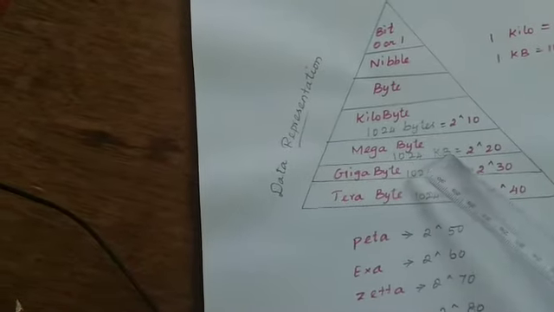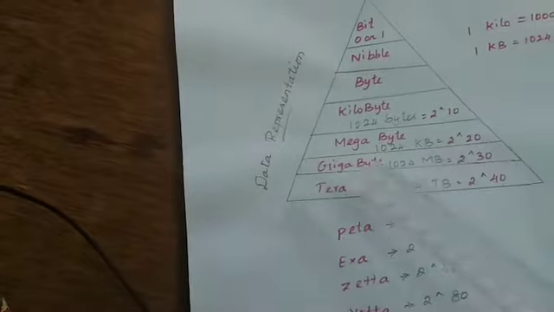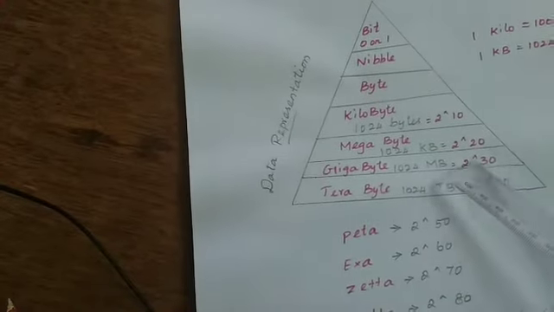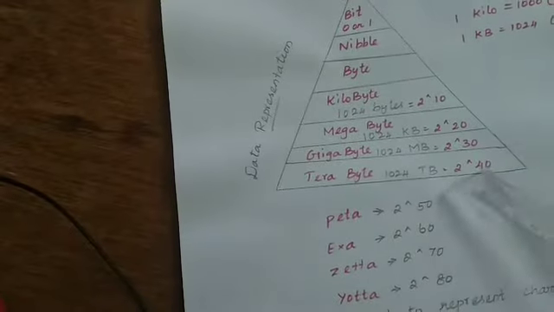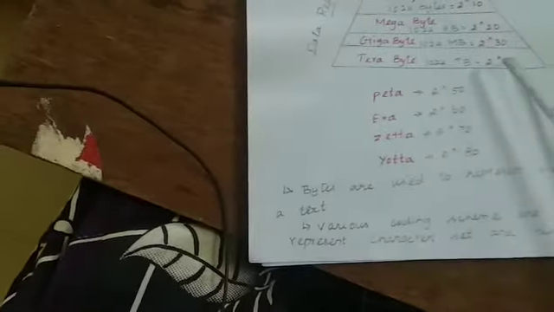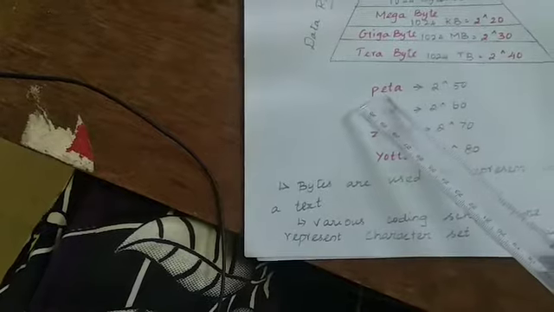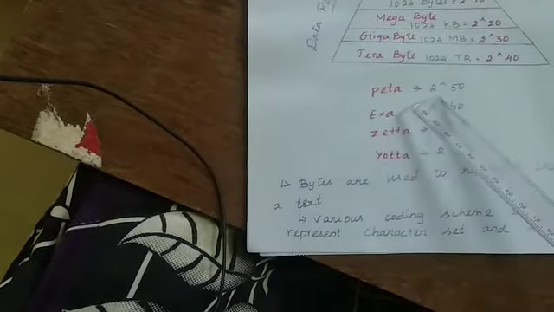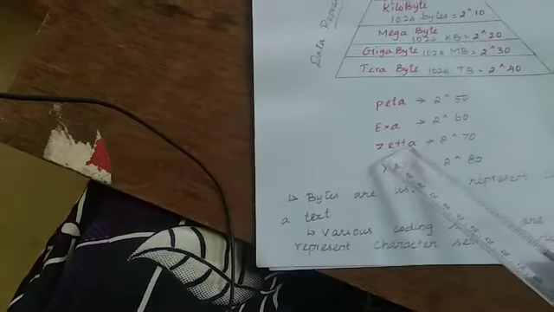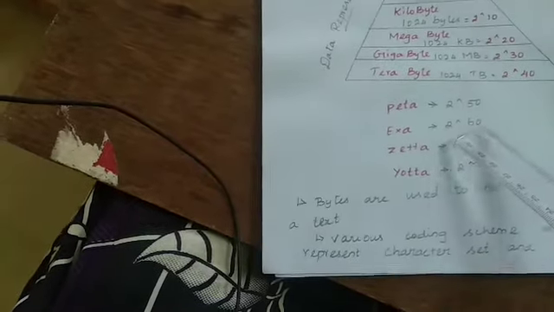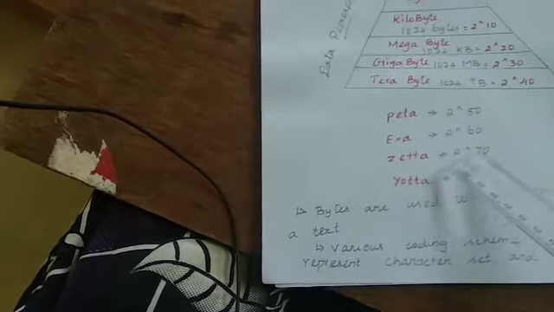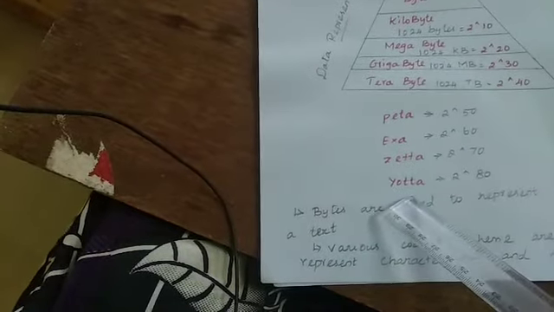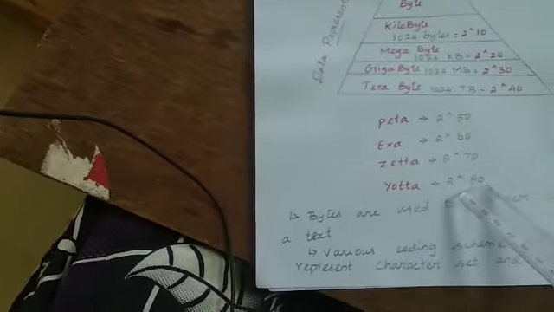A megabyte is measured as 2 to the power of 20. And a gigabyte is measured as 2 to the power of 30. And the terabyte is measured as 2 to the power of 40. And after that we have some other measurements, that is petabyte. Petabyte consists of 2 to the power of 50. Exabyte consists of 2 to the power of 60. Zettabyte consists of 2 to the power of 70. And yottabyte consists of 2 to the power of 80.